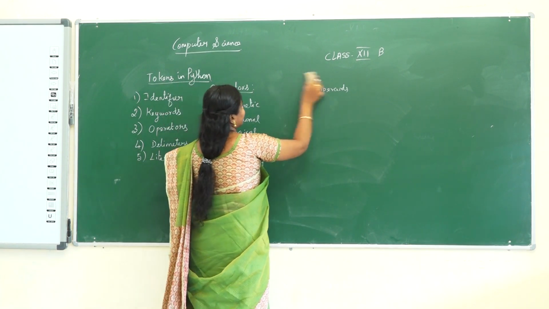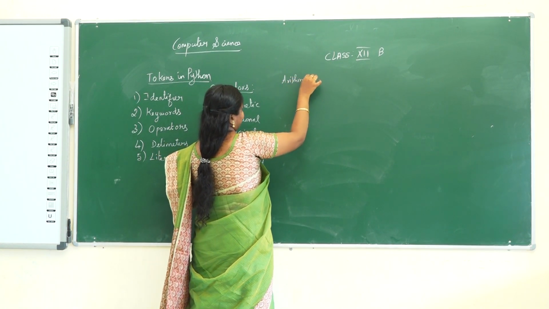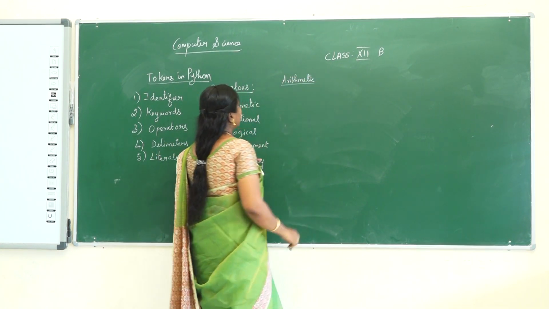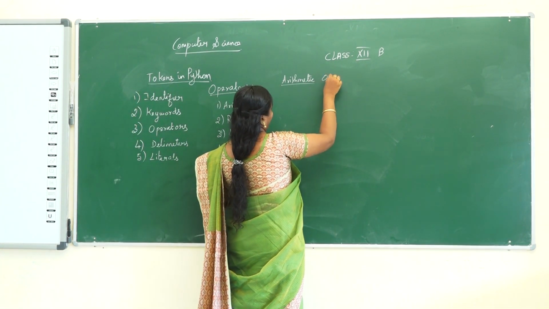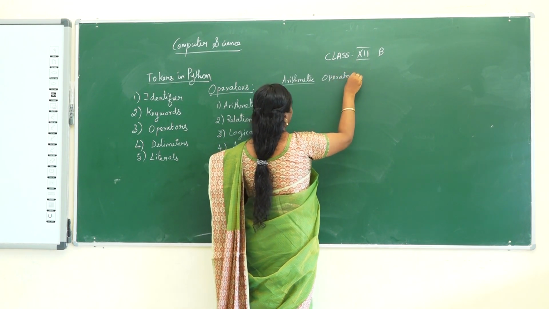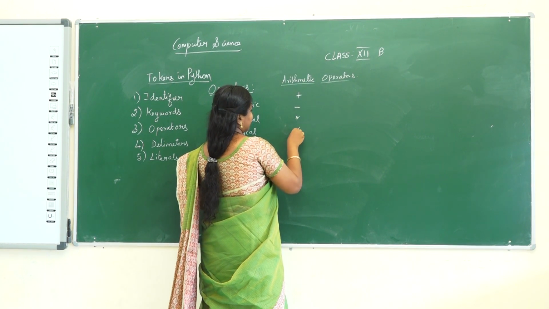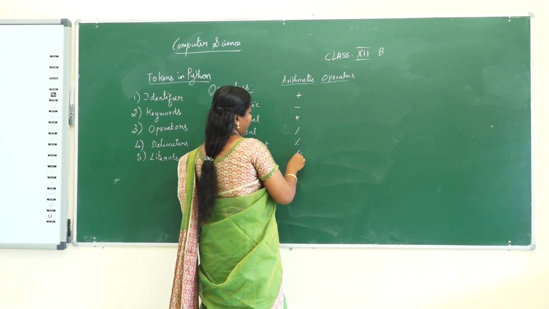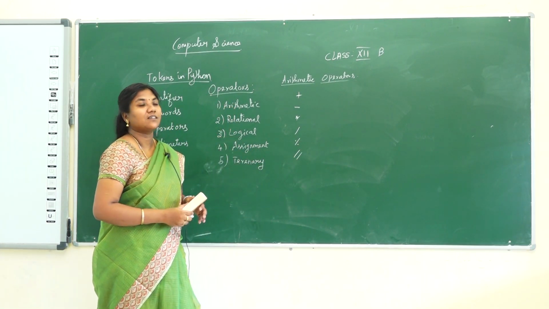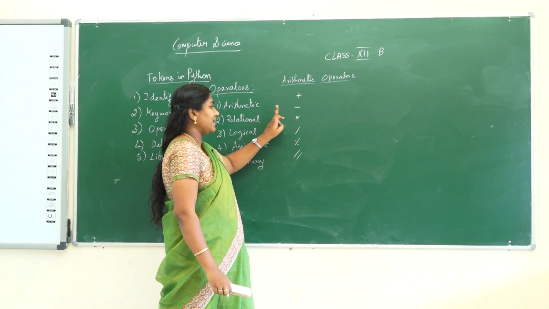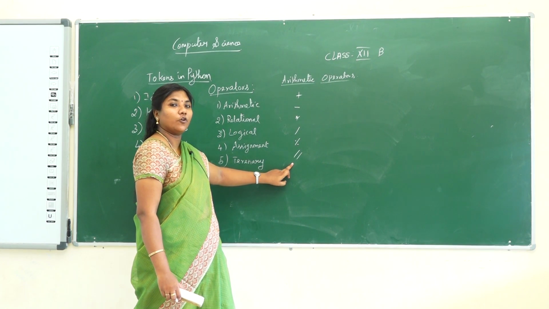Now first we are going to see about the arithmetic operator. It is used to perform mathematical calculations. So let us see what are all the arithmetic operators. Plus, minus, star, slash, modulo, and floor division. So these are the arithmetic operators in Python: plus, minus, star, slash, modulo, and double slash. That double slash is floor division.